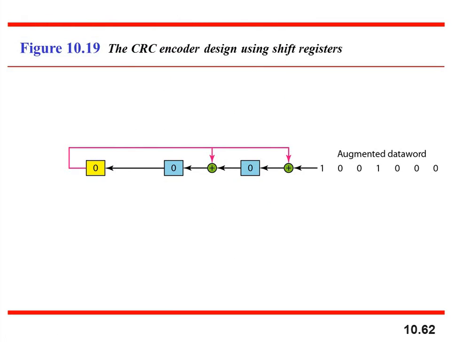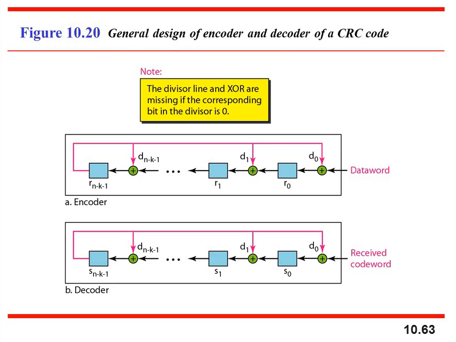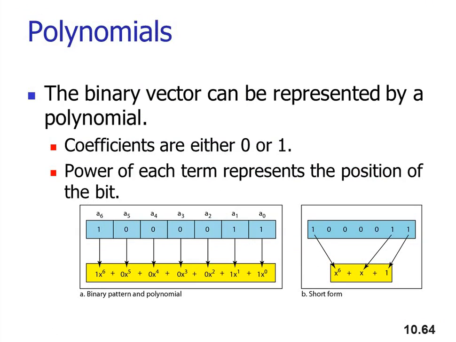So CRC is generated through this shift generation, and through shift generation you will be getting the augmented data word. This is how the CRC encoder and decoder works. So the data word will be shifted, and at the receiving end, the data will be shifted again, and you will be getting a syndrome.